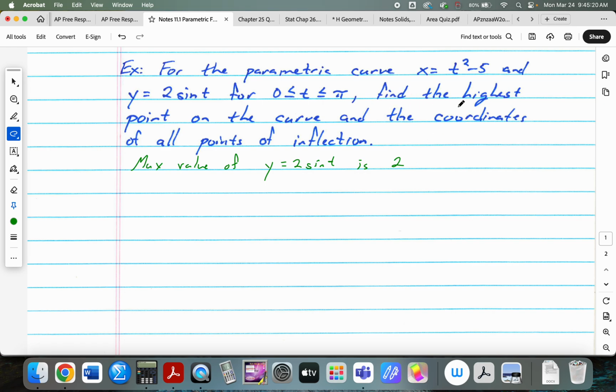It did ask us to find the highest point, so it's a little ambiguous in the way that it's worded. On the AP exam, they're a little more careful about how they word this. When they say point, to me that means find the coordinates. So we would need to know, well, when does that happen? And that's going to happen at pi. So the coordinates of that point are pi comma 2.